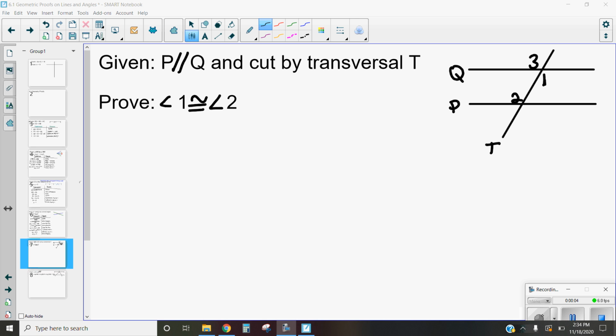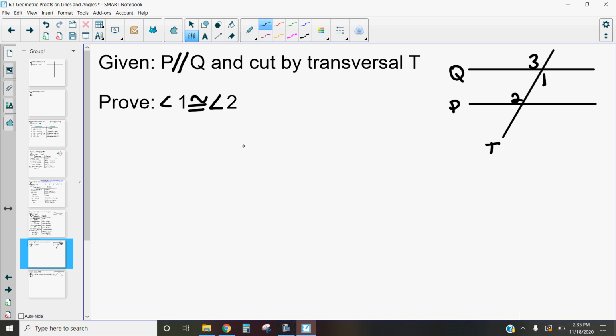Hi, this is Mrs. Kidman, and in this video, we're going to be discussing how we can prove that if two parallel lines are cut by a transversal, then alternate interior angles are congruent. In this case, we were given the picture where we have line P and line Q, and they're cut by the transversal T, and we want to prove that angle 1 and angle 2, which are alternate interior angles, are congruent. So where we're going to start is always with our given.